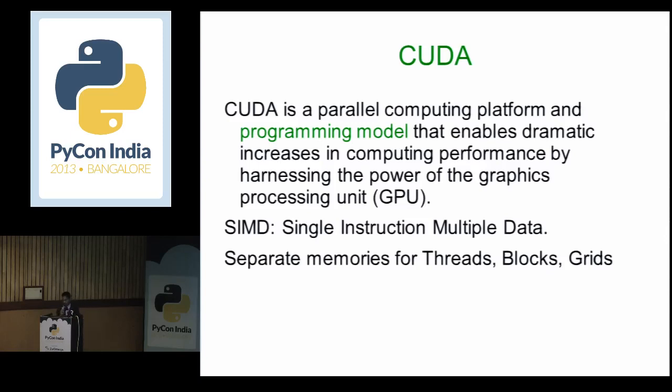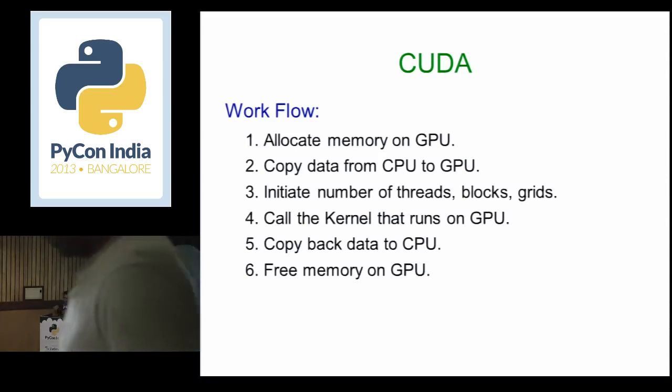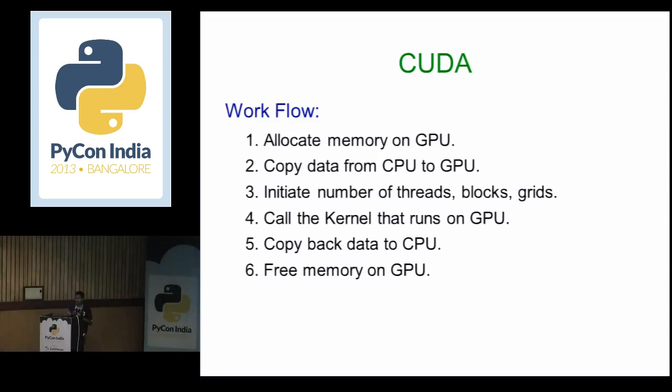Coming to the next slide, this is the basic workflow if you want to do high performance computing using CUDA or OpenCL, or recently Intel has released the Intel Xeon Phi coprocessor. The idea is basically the same. First, you allocate the memory on the GPU. Next, you copy the data from CPU to GPU. Next, you initiate the threads, blocks, and number of grids you want to run on the GPU, and you call the kernel that runs on the GPU. Then you copy the data back to the CPU, and then you free the memory on the GPU.